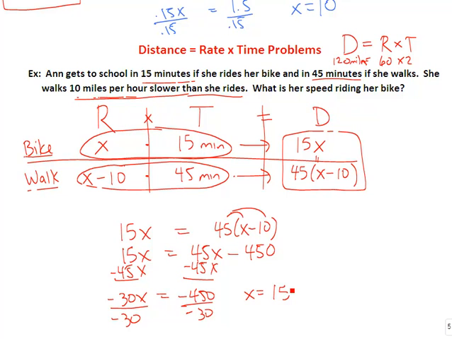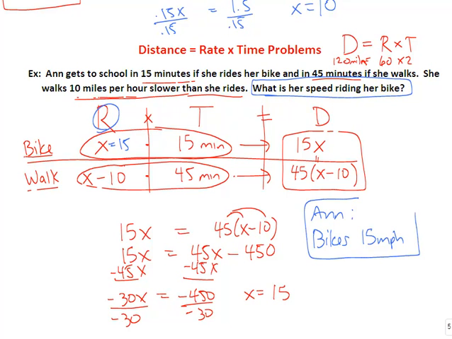Now what did we just find? Remember that x represented the biking rate. So she bikes at 15, and what units would apply here? Miles per hour. Okay, so Anne bikes 15 miles per hour. All right, and that's exactly what they wanted to know. They wanted to know her speed riding her bike, so here is our solution.